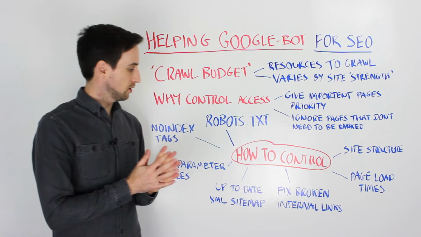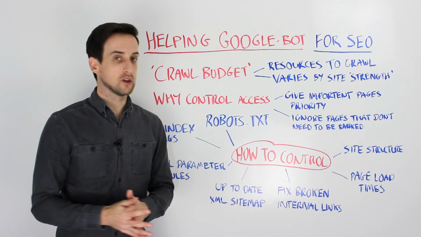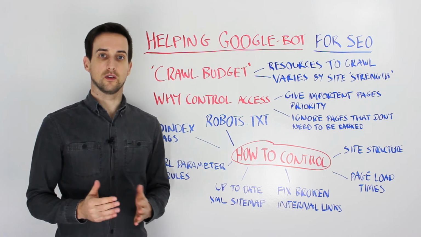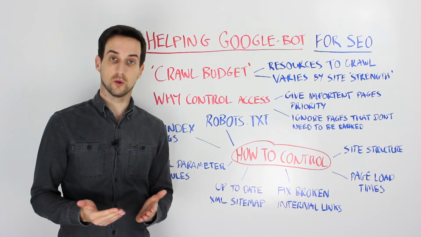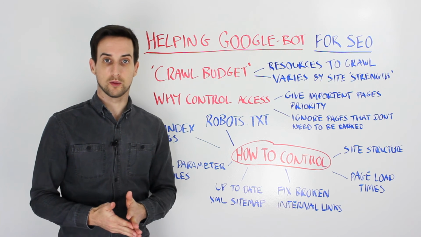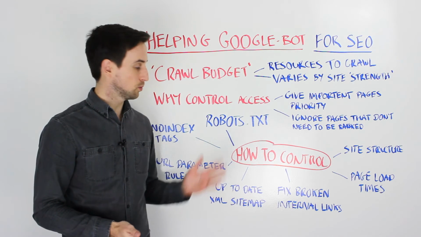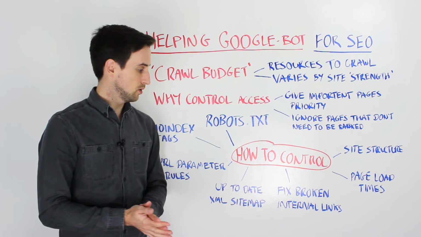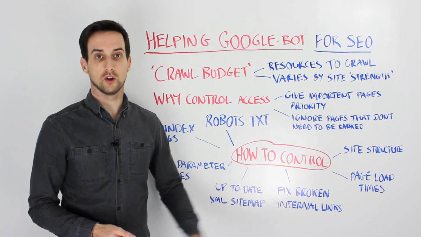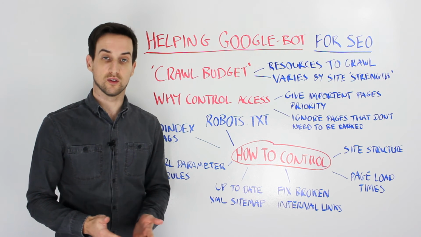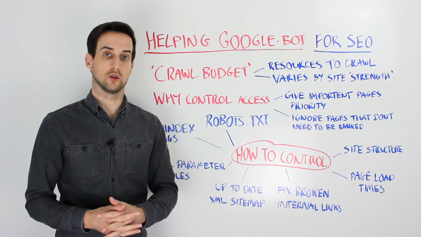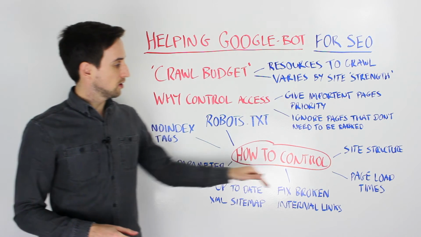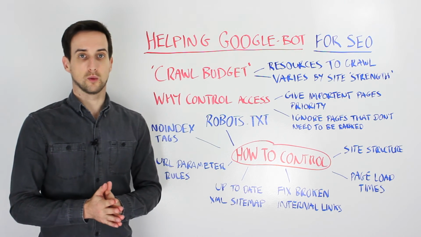So moving on to fixing broken internal links. Again, if it's following broken links within your website to other pages of your website, and those pages don't exist, it's wasted that crawl budget. So use a tool such as Screaming Frog to crawl your website, identify broken links and fix them at source. This kind of plays well into site structure as well.